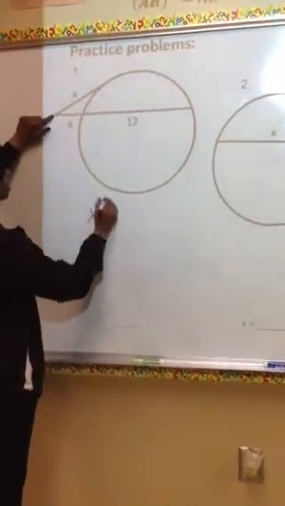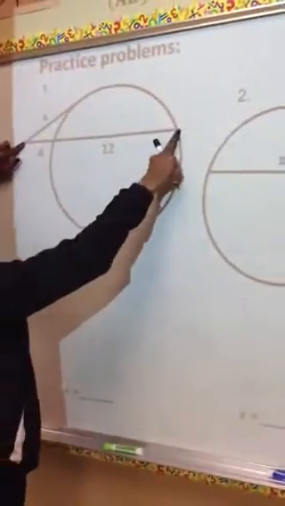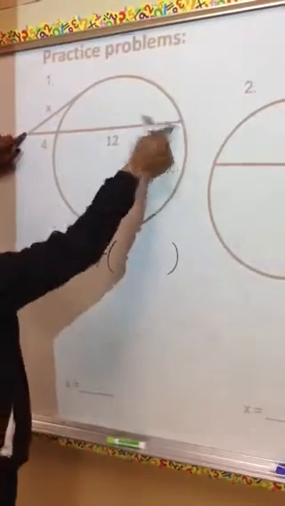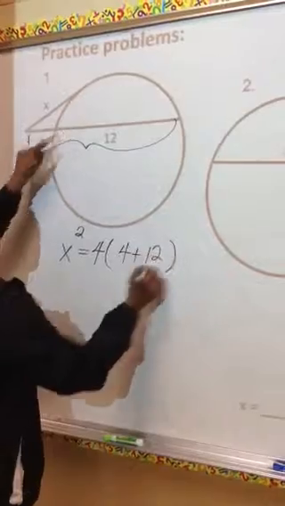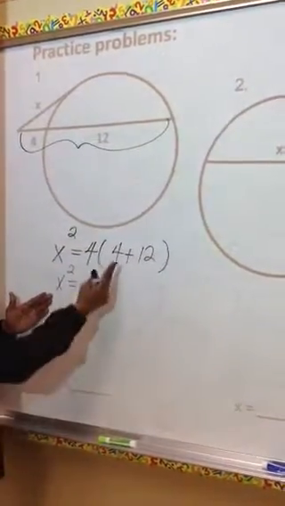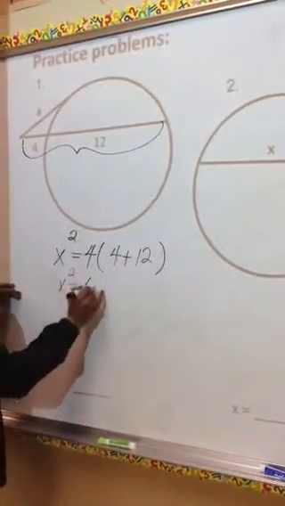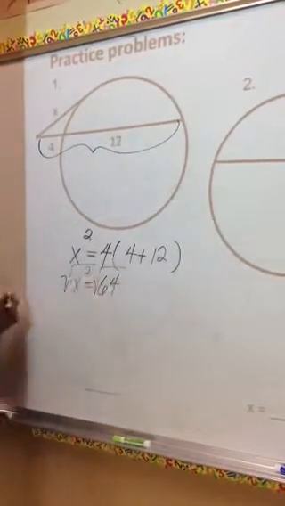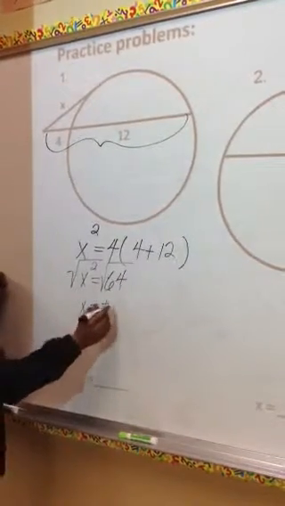So that is x squared. And set that equal to, and for the secant, like we've been doing, we begin with the outside part. So 4 times the measure of the whole thing. To get the whole thing, we add 4 plus 12. All right, so let's simplify what we have on our papers. Bring down the x squared. I know 4 plus 12 is 16. And 4 times 16 is 64. To undo the square, we want to take the square root, do the same thing to both sides to maintain that balance. So x is equal to both the positive and negative of 8.